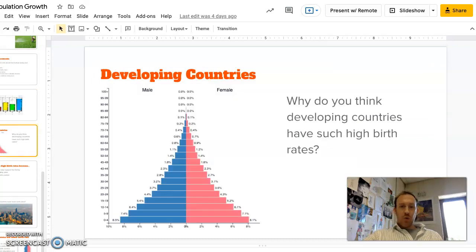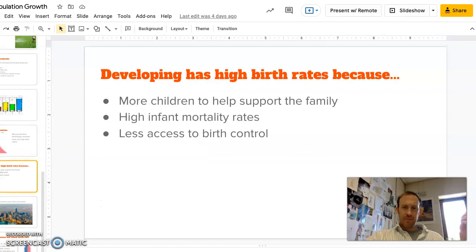We learned that a developing country has that classic pyramid-shaped population pyramid. So you've got a lot of young people, and they're going to grow up and start having kids of their own. So when we see this classic pyramid shape, we know it's a developing country with really high birth rates. The question is, why do they have such high birth rates? I'm going to give you a couple reasons why right now.